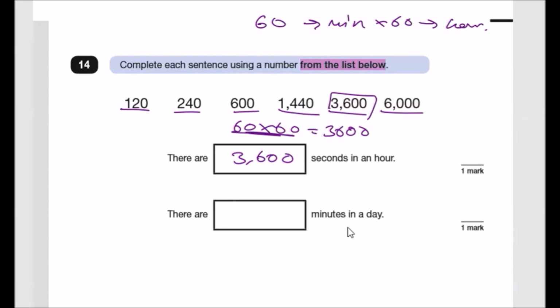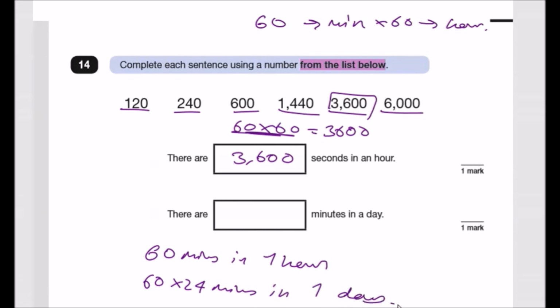Now there are something minutes in a day. All right, this isn't so bad. How many minutes are there in an hour again? We know there are 60 minutes in 1 hour, and we know there are 24 hours in a day. So it's going to be 60 times 24 minutes in 1 day. Okay, 60 times 24. Let's do some quick maths here.